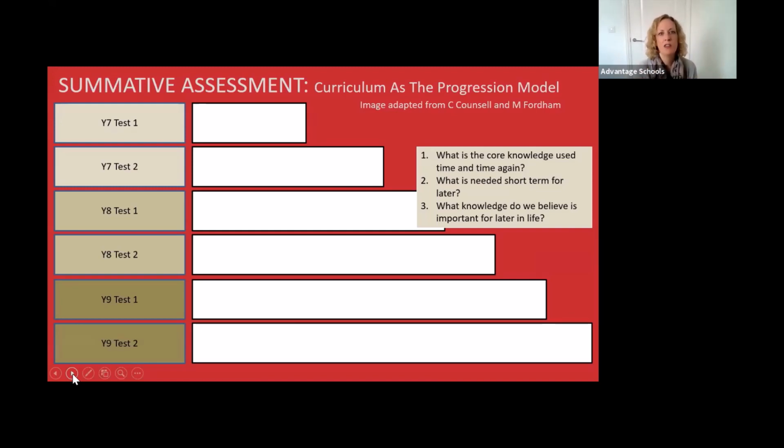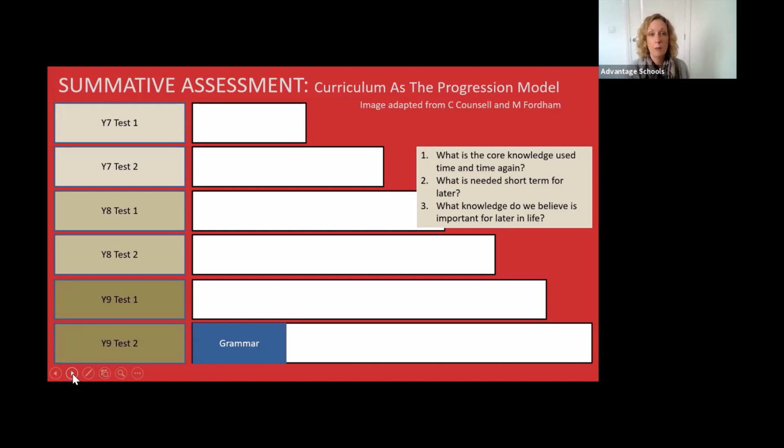I might start off by thinking, okay, what are those core skills that pupils are going to need time and time again? So I might say, well, I think grammar is really important. So I'm going to have a significant part just checking grammar in Year 9, and that's going to go into the Year 9 test. And then I might think, okay, what's needed short term for later?